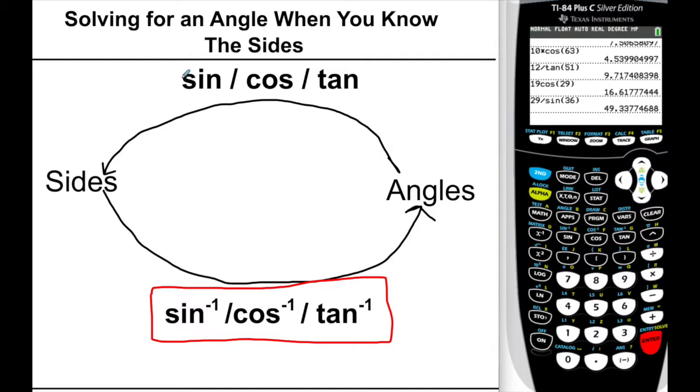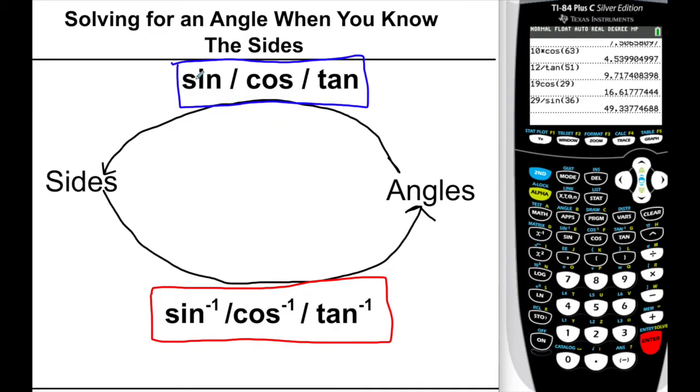Just like we talked about inverse functions a few units ago for different kinds of functions, we also have inverse functions for sine, cosine, and tangent. Sine goes with sine inverse, which is right above the sine button on your calculator. Cosine goes with cosine inverse, above the cosine button. Tan goes with tan inverse, above the tan button.